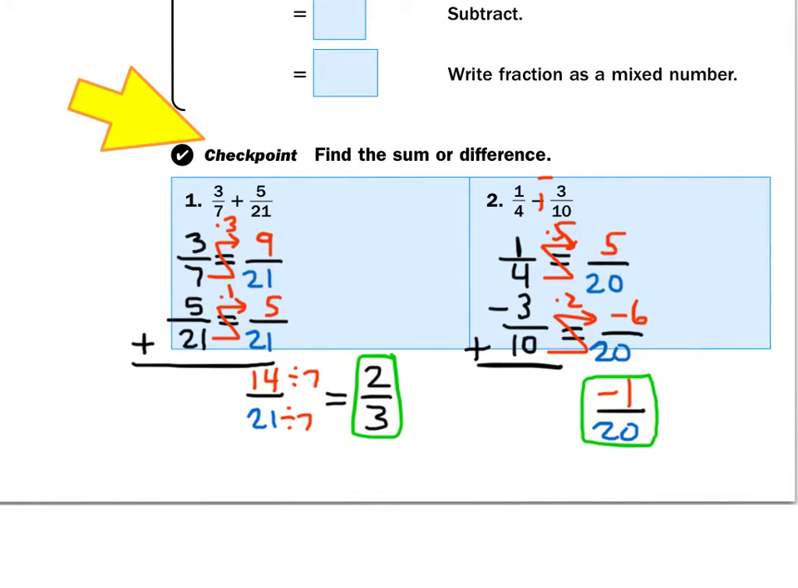1 times 5 gives you 5. Start at the 10. 10 goes into 20 2 times. Bring that upstairs. Negative 3 times 2 gives you negative 6. Now add 5 plus negative 6, and that gives us negative 1 over 20, and we're done.